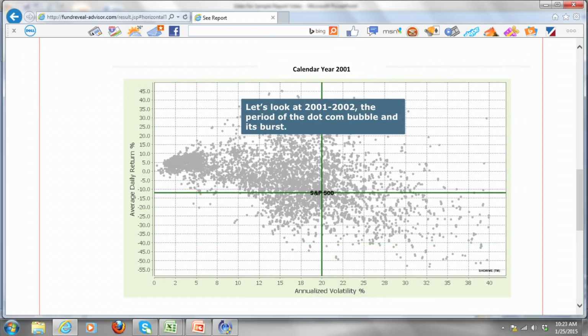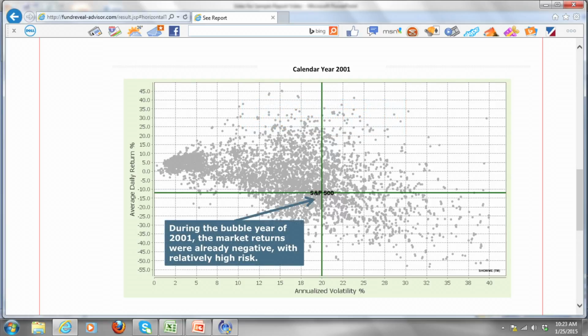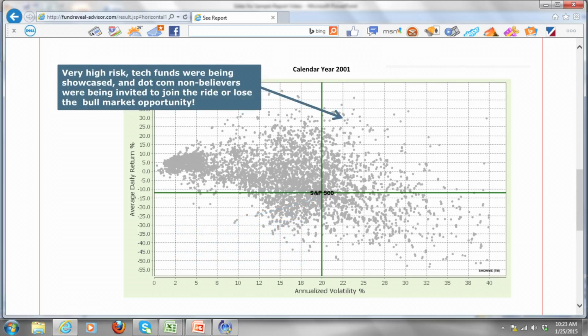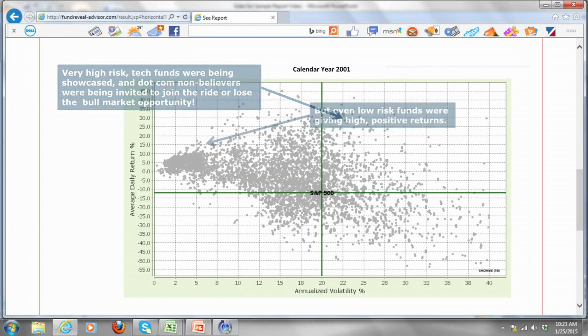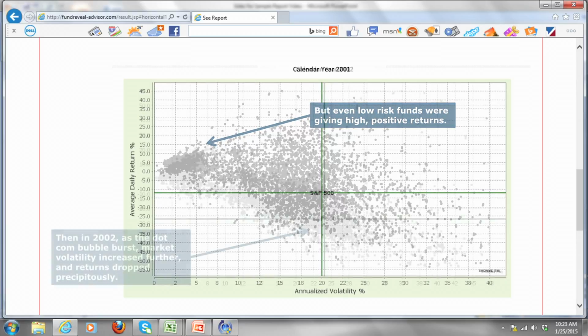Let's look at 2001 to 2002, the period of the dot-com bubble and its burst. During the bubble year of 2001, the market returns were already negative, with relatively high risk. Very high risk tech funds were being showcased, and dot-com non-believers were being invited to join the ride or lose the bull market opportunity. But even low-risk funds were giving high positive returns.